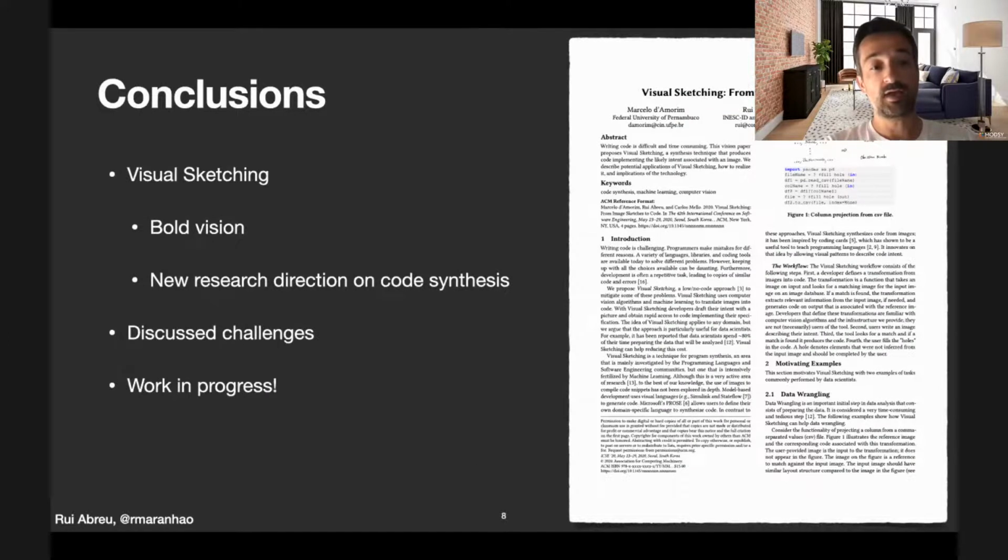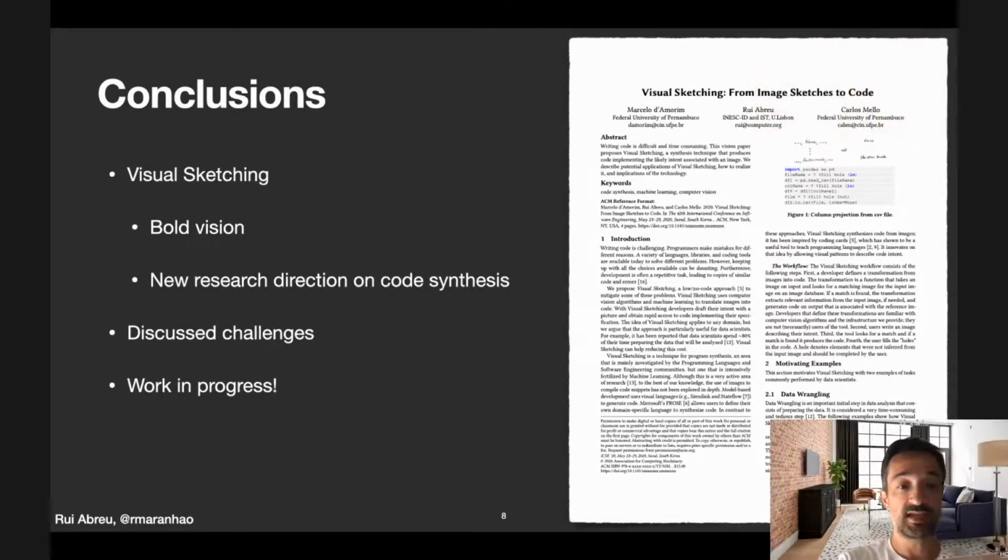So to conclude, this paper presents visual sketching, this bold idea for going from images into code. And this is actually a new research direction on code synthesis. We have discussed the main challenges in this work. In the paper, we're going to detail, as I said, all these main challenges. Here, I don't have time to do that. And I just want to conclude by saying that this is work in progress, and we are happy to collaborate with anyone that wants to help us to realize this vision.